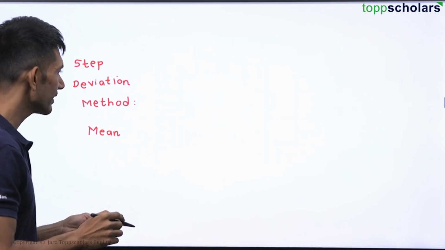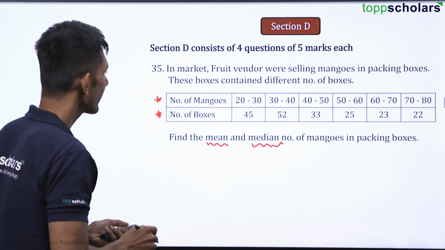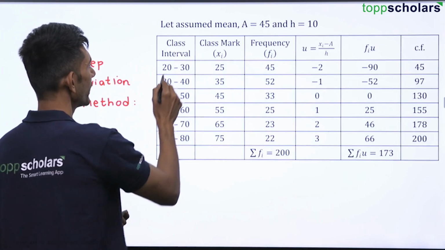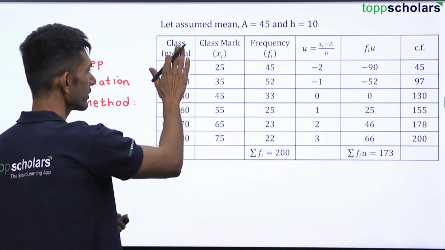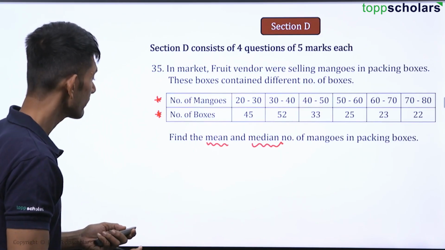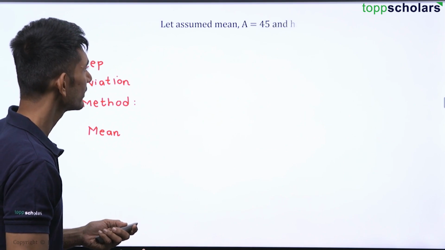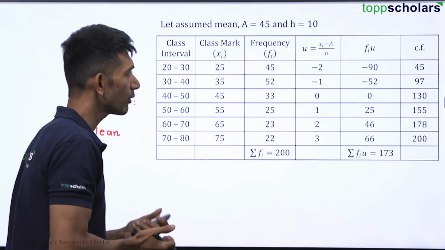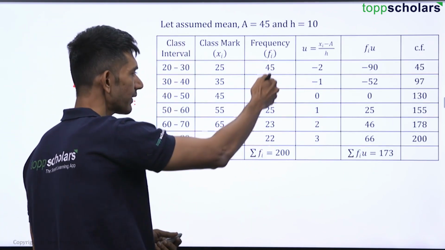So the class interval is given, right? What is the class interval? The class interval is 20 to 30, 30 to 40, 40 to 50, 50 to 60. This is already given. And then we have the number of boxes as well, correct? So the number of boxes is nothing but the frequency.